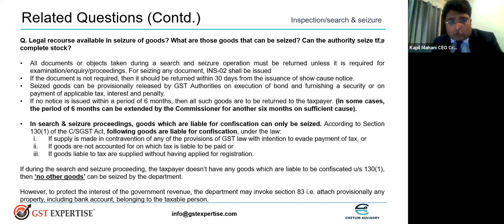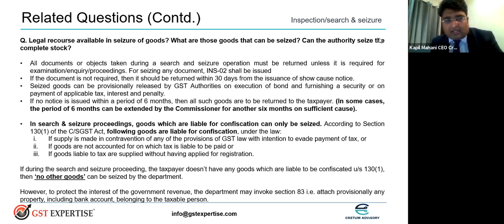If no notice is issued within a period of 6 months, then all such goods are returned. In some cases, the period of 6 months can be extended by the commissioner for another 6 months on sufficient cause. Although the GST law prescribes that the officers are required to issue within 6 months, this is generally not happening. We have not seen them issuing the show cause notice. They always try to get payment made, and they may hold the case and not conclude the proceedings. So in search and seizure proceedings, goods are liable for confiscation, and can also be seized.